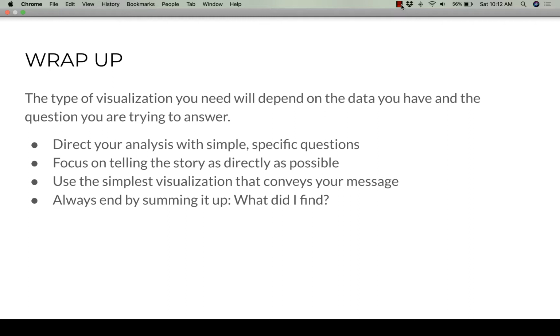And always use the simplest visualization that you can to convey your message. If you're using a complex visual to convey your message, but that message can be conveyed better in a bar chart, use the bar chart, even if it's not quite as fun. And then always end by summing it up, right? Answer your question, what did I find? And we did that in this analysis by talking about how larger states are not rolling out the vaccine quite as good as smaller states.